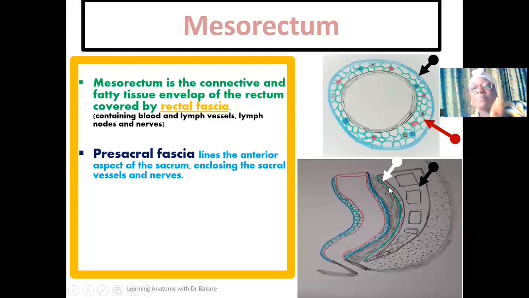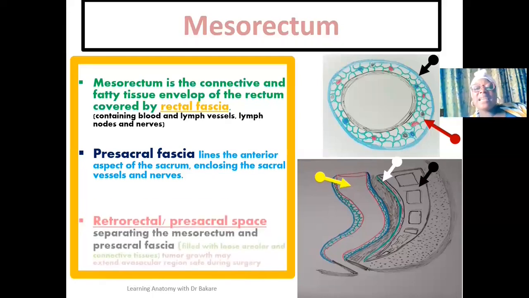Just as the name implies, presacral fascia. And this fascia is seen to enclose the sacral vessels and also the sacral nerve. And this is what is highlighted here in red and also black, just seen posterior to the presacral fascia. So this kind of configuration is what is seen at the posterior part of the rectum. And this is the rectum. And of course, we say that the rectum is encircled by the rectal fascia. And this is what is presented around the space. You can see this region here. This is the rectal fascia. And the rectal fascia, of course, encloses connective tissue and fatty tissue around the rectum.